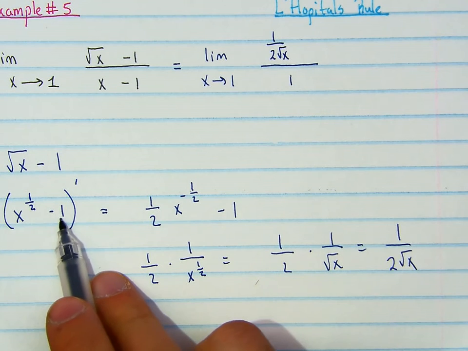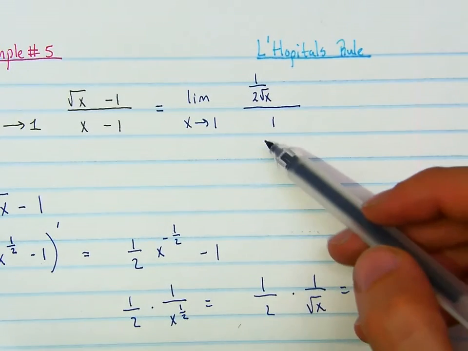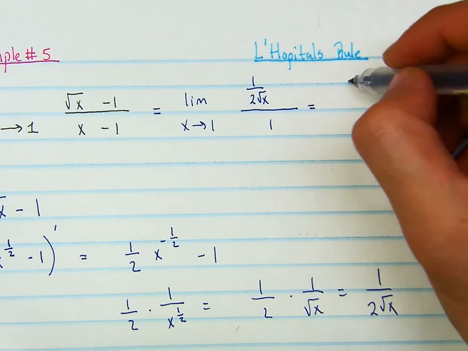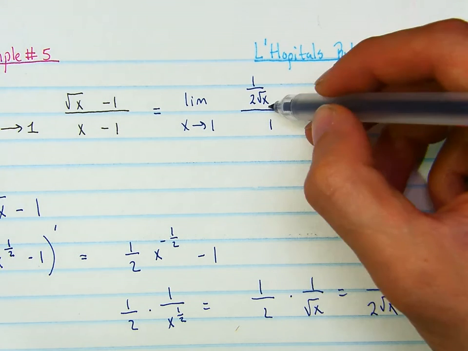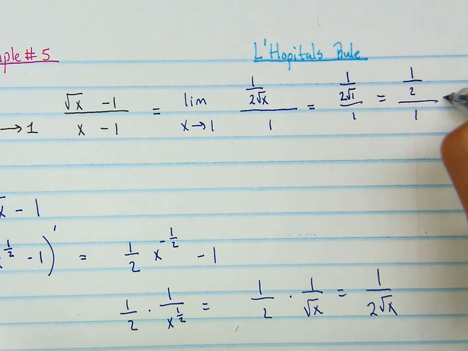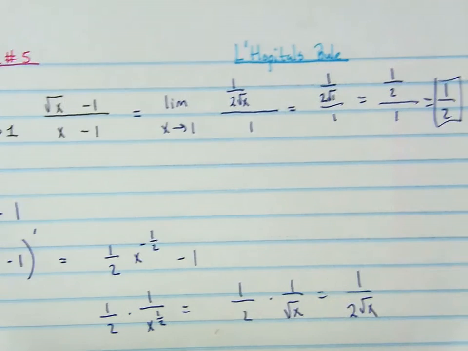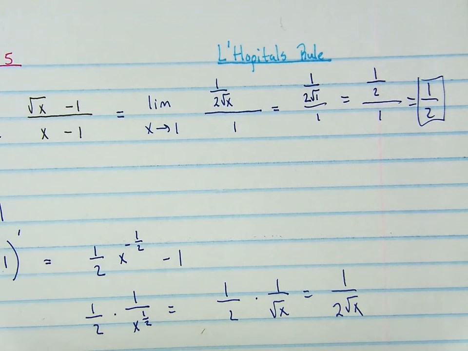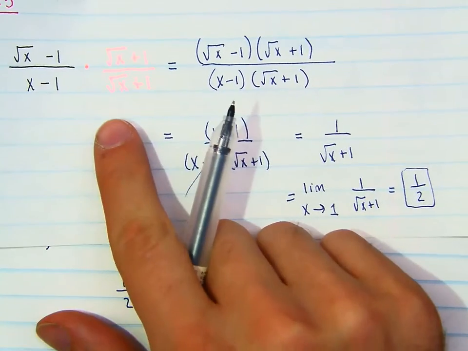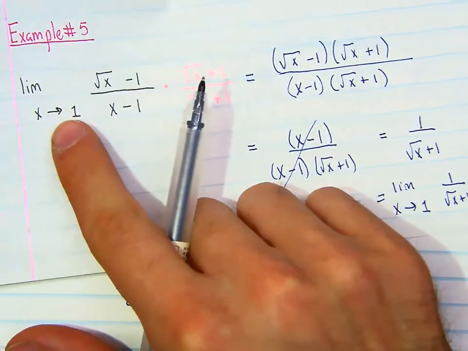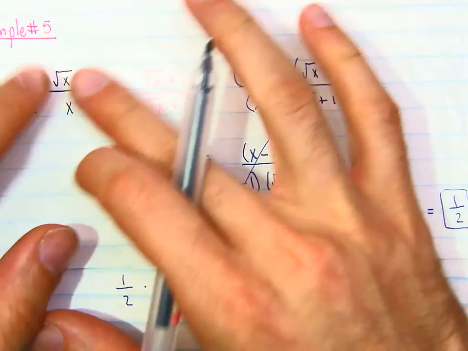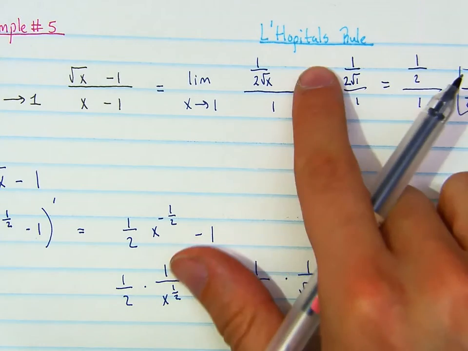And what's the derivative of minus 1? It's just 0, right? So once we have this, notice, are you allowed to plug in 1 right now? You are. So you have 1/2, and what's the square root of 1? It's just 1. So you just have 1/2 divided by 1, which is 1/2. And notice that you get the same thing that you got over here when you use this technique. This is one way of solving this limit process, is rationalizing the radical, or you can use L'Hopital's rule.